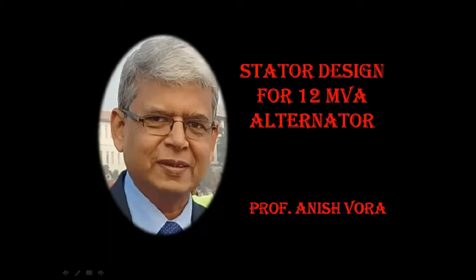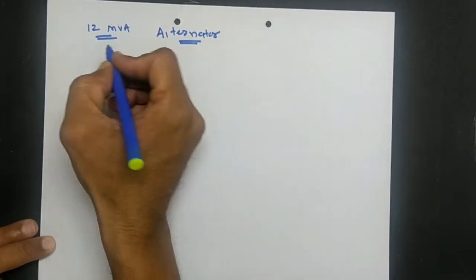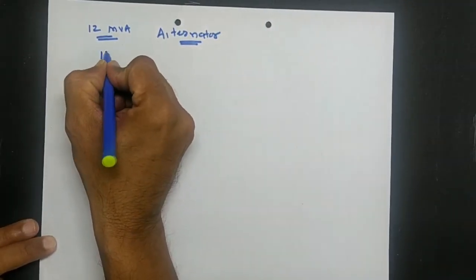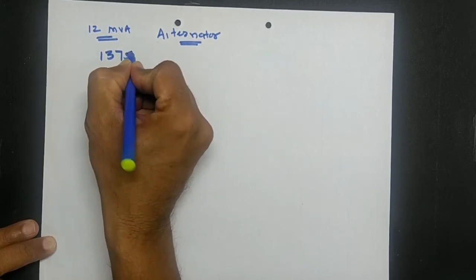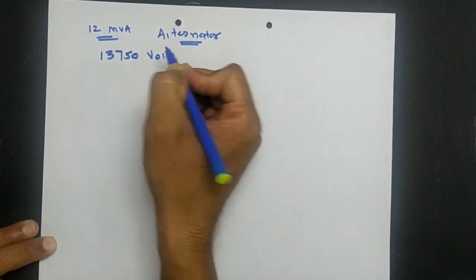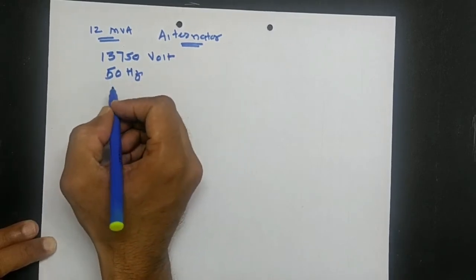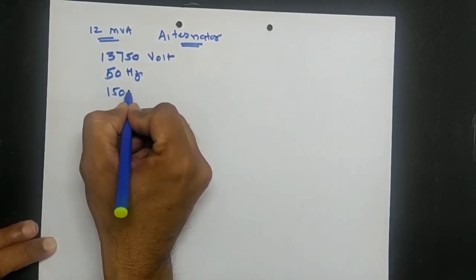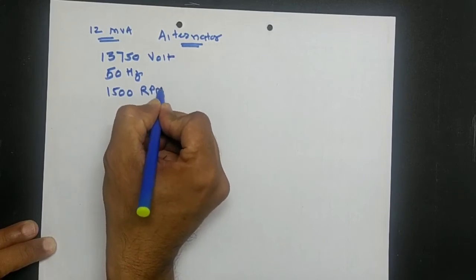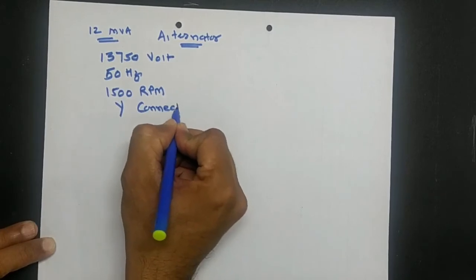Today we will take one design numerical and design a stator. Some of the design specifications are given: 13,750 volt, 50 hertz, 1500 rpm, star connected. Stator is star connected.